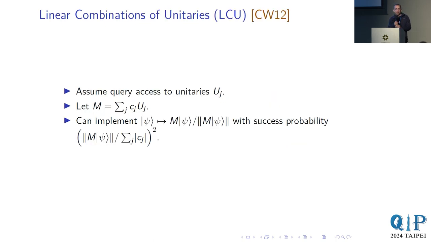The next ingredient in the proof is a technique in quantum algorithms called linear combinations of unitaries. And the high-level idea here is that suppose you can implement some collection of unitaries U sub j efficiently. And what you want to implement is this matrix M, which is a linear combination of the U sub j. And by implement M, M might be non-unitary. So instead, what I mean by that is you map some state psi to M psi up to normalization, and this is going to fail with some probability. You see here, depending on the sizes of the coefficients and essentially the magnitude of M psi, and then whether you succeeded or not. This is just a common quantum algorithms technique.